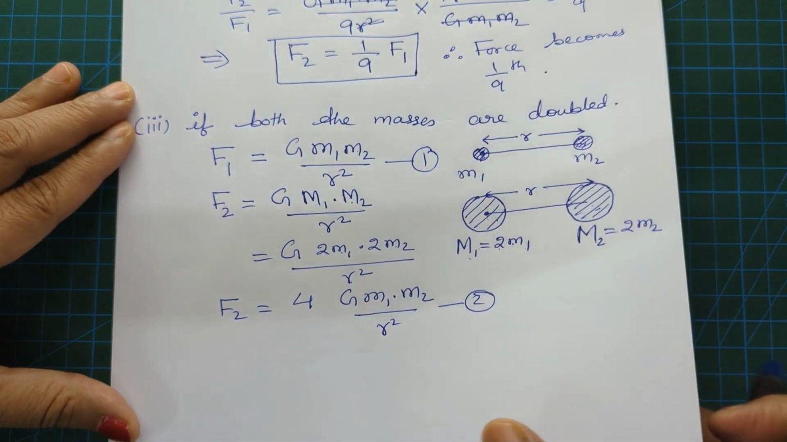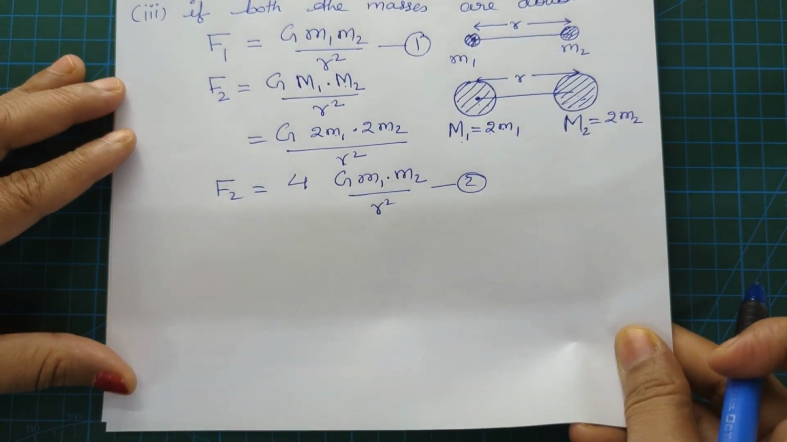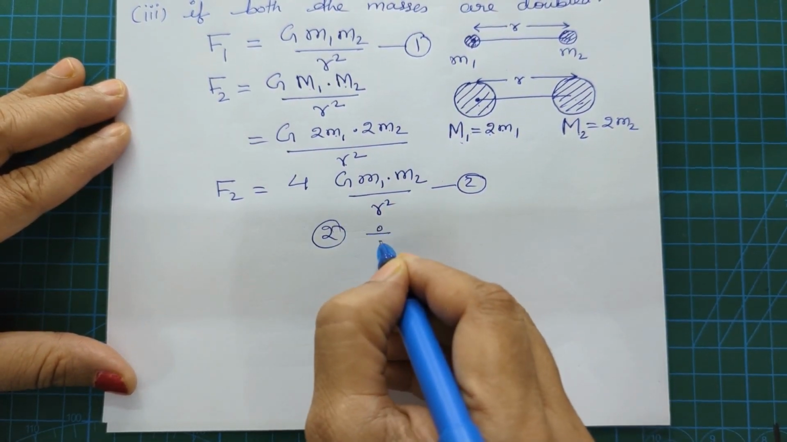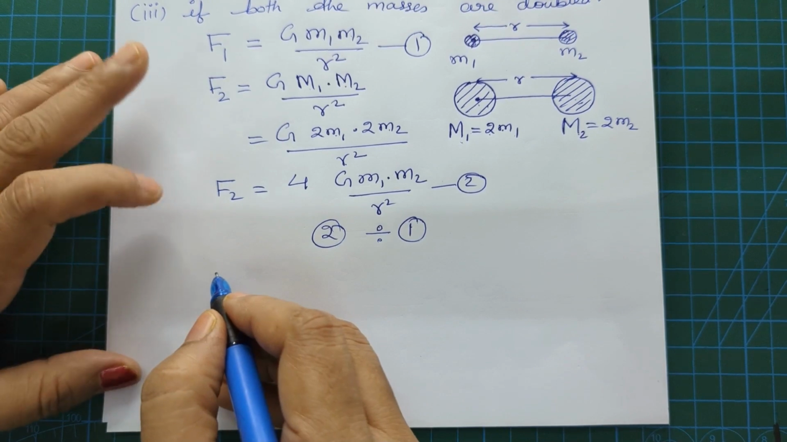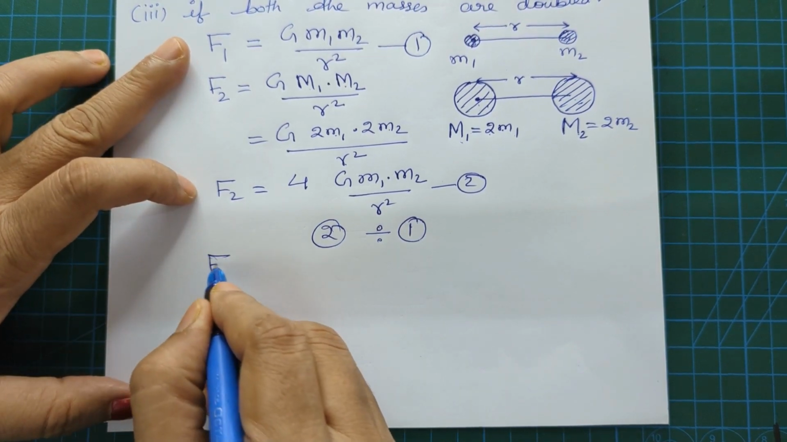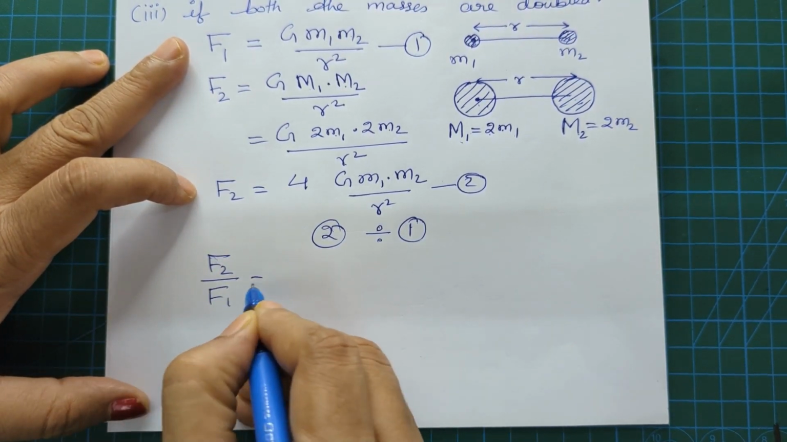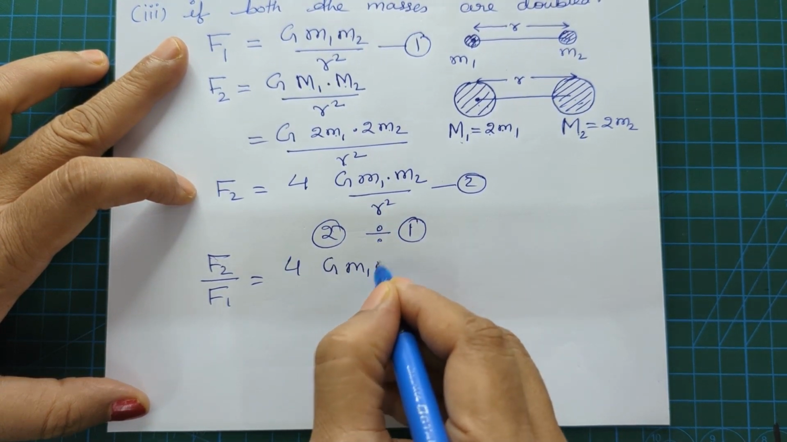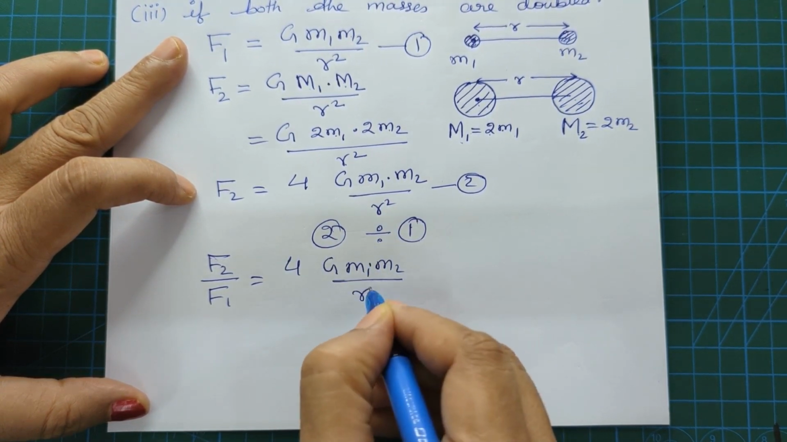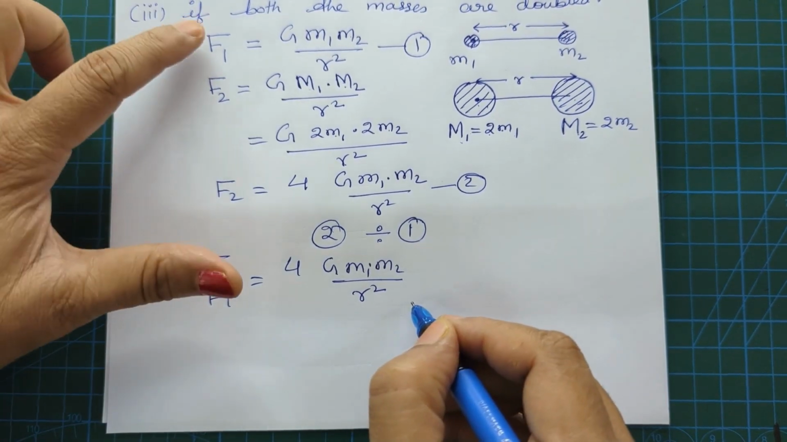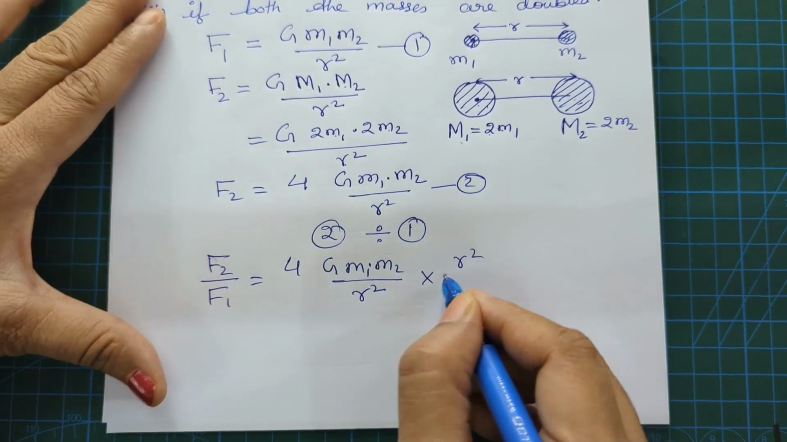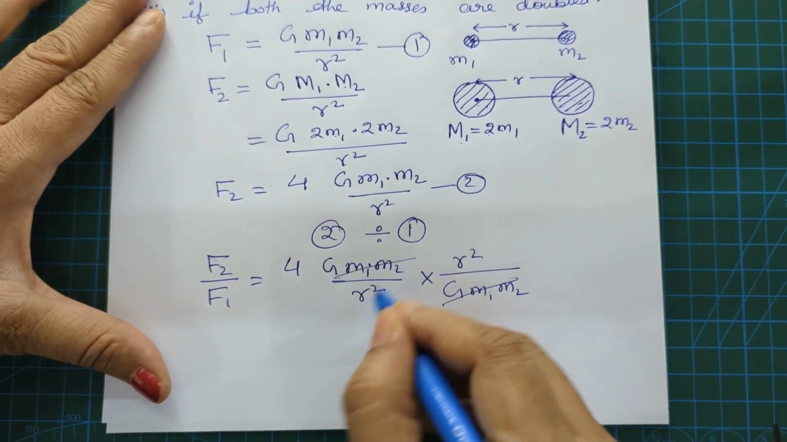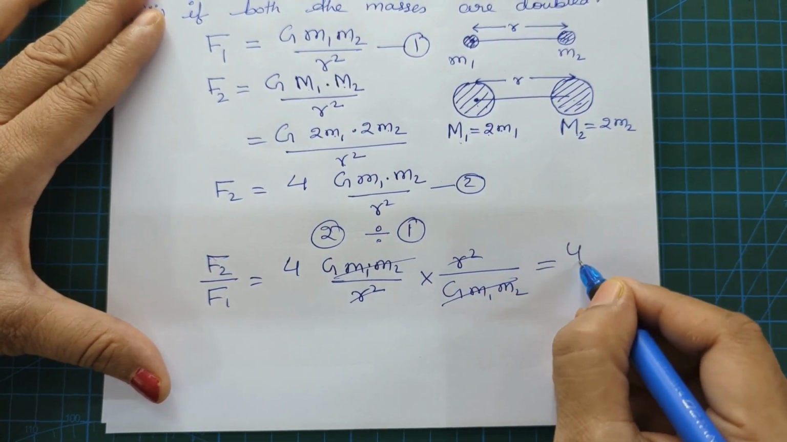Now we have to tell what happens to the new force of gravity if masses are doubled. So once again comparing things, equation 2 by equation 1. So dividing the left hand sides means F2 by F1. Right hand side is 4 G m1 into m2 by r square divided by F1, a fraction, meaning the reciprocal is to be multiplied. So G m1 into m2. You can do this. This turns out to be 4 by 1.